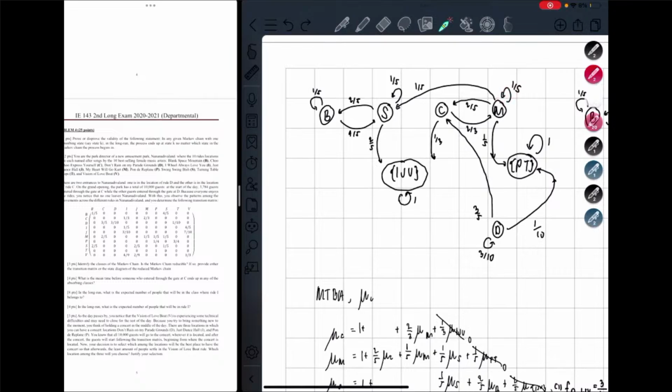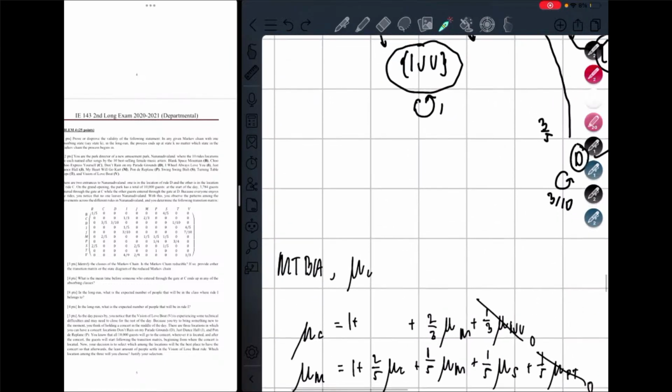I guess this is a bit new in the review session. So if nag-loop back siya on itself, like retains in state M, you still have to write it. So maga-cancel siya eventually, or not cancel, it'll just subtract from itself. Pero it's still important to list it down, even if it loops to itself. Tapos 1/5 M to S. And then connected siya to PT. So 1/5 as well, M to PT. Mu PT is just 0. So that's our second equation.